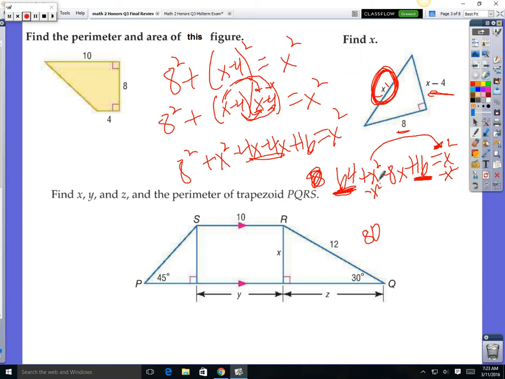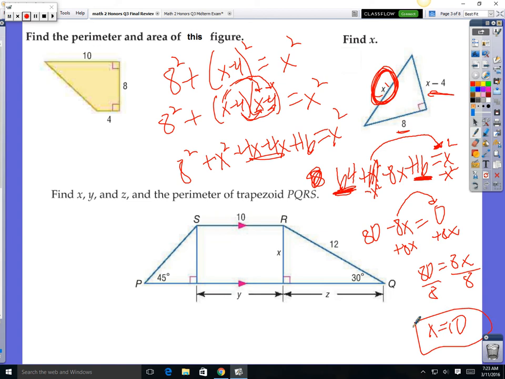Yeah, 80. Okay, this x squared is gone, so I got 80 minus 8x equals x squared minus x squared, that's 0. So I'm going to move these x's over. I'm going to plus 8x, so I've got 80 equals 8x. Now I just got to ditch the 8, divide by 8. So x is 10. So that means this guy's 10, and this is 10 minus 4, this guy's 6.